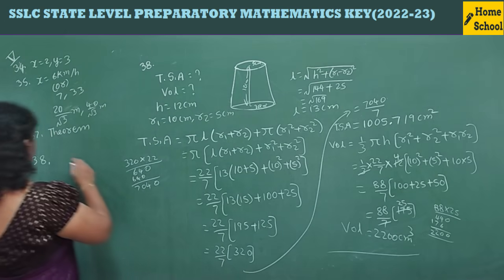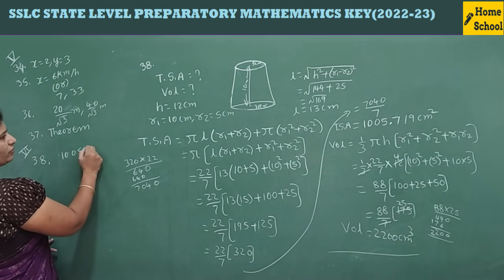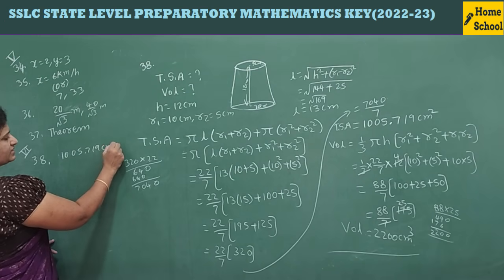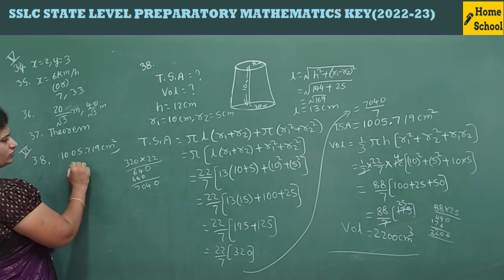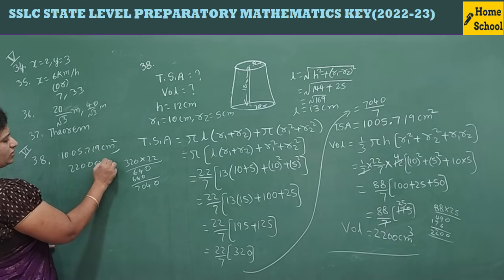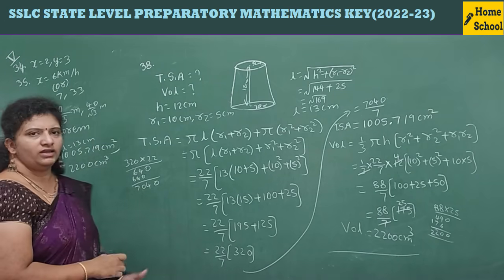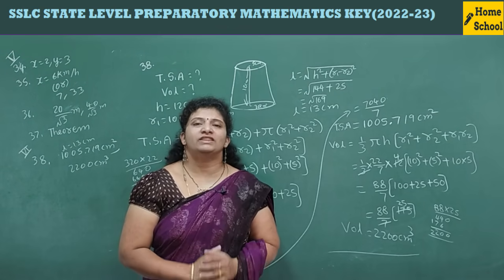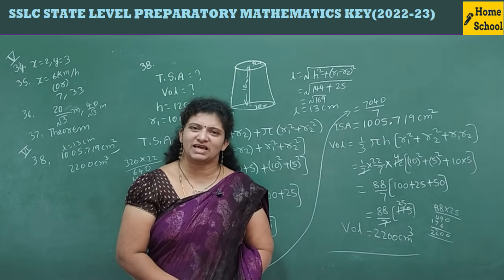Right? With this, we complete. The total surface area is 1005.719 centimeter square. And what do you have? Another, volume 2200 centimeter cube. And here L is equal to 13 centimeters. Right? Did you get all this? You check. With this, I complete the paper of your state level preparatory examination.